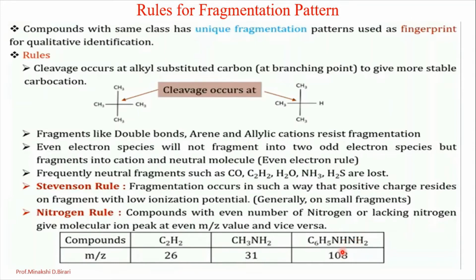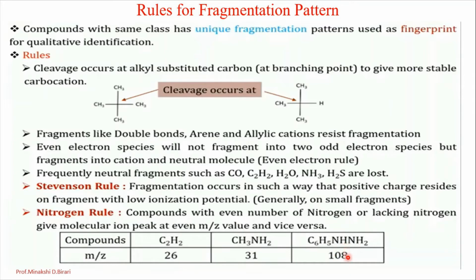So when we look at m/z values, for ethene the molecular ion has m/z value 26, which lacks nitrogen. So compounds with an even number or lack of nitrogen give the molecular ion peak at even m/z value. But if we consider methylamine, there is the presence of only one nitrogen, that means an odd number, so the m/z value is also odd. Then phenylhydrazine has two nitrogens.